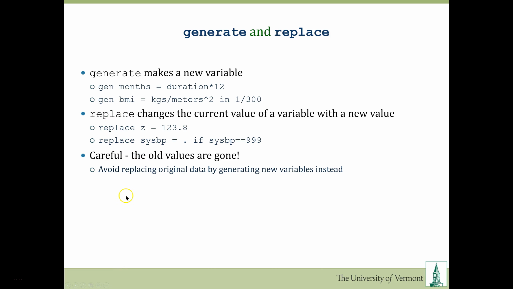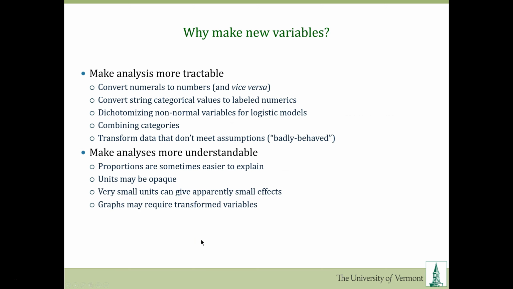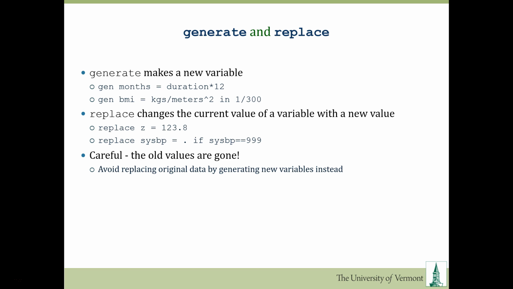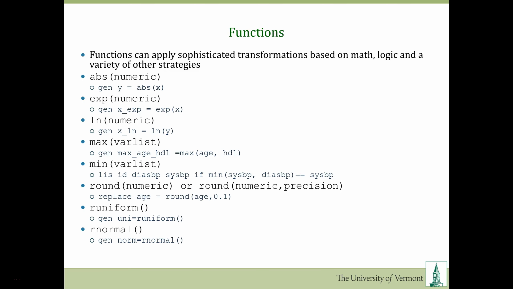Okay, now be careful here. Those old values of 999 are gone, just like the old distribution of z is gone. So if you're not sure that you want to do that replacement, you might want to create a new, perhaps a temporary variable before you replace all the old ones. Okay, so generate and replace are our favorite commands in this setting, but let's talk about some functions.